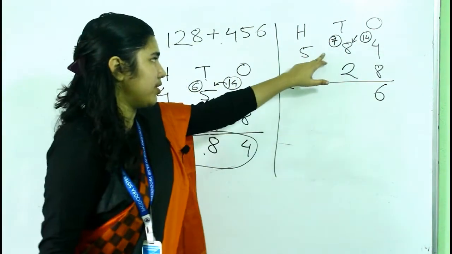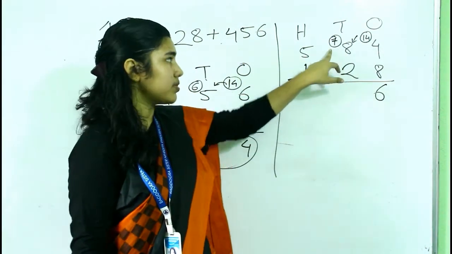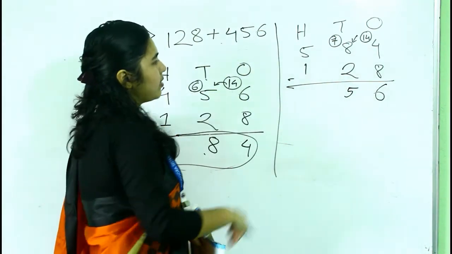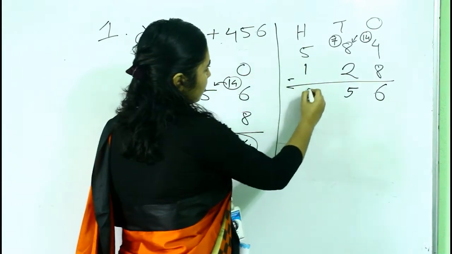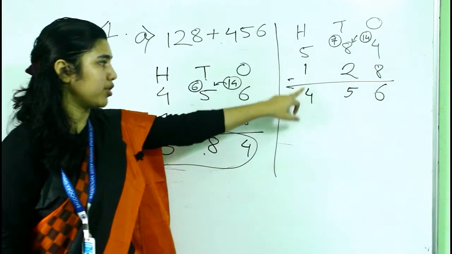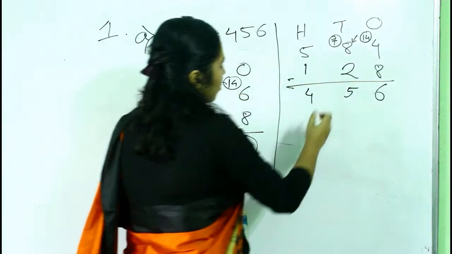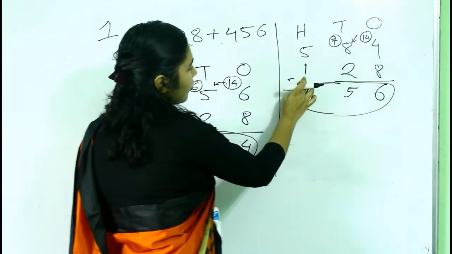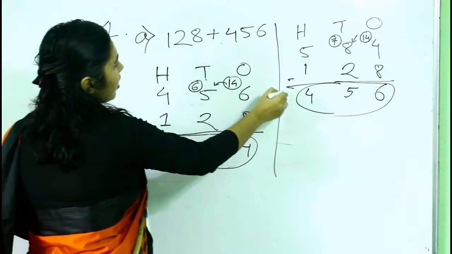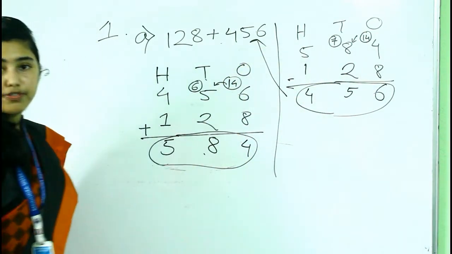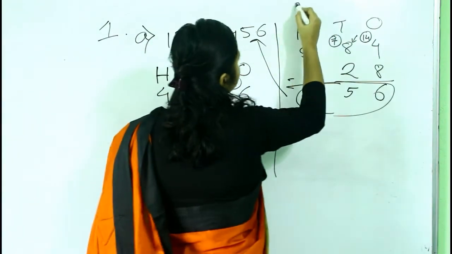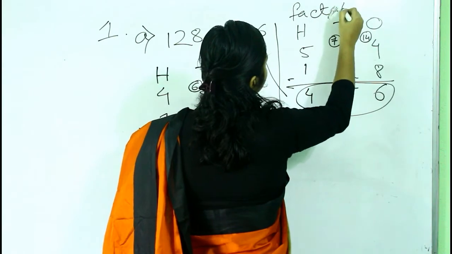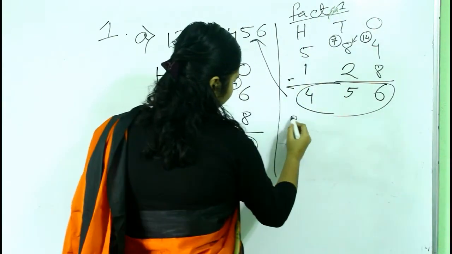We will get 7. Now subtract 2 from 7, which is 5. And here 5 is more than 1, so subtract 1 from 5, we will get 4. So the difference between 584 and 128 is the other number, 456. So this is fact 1.